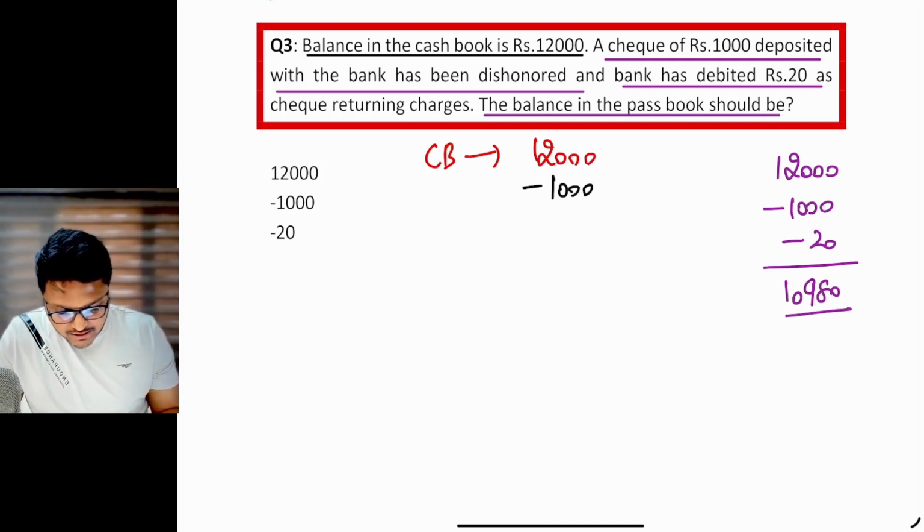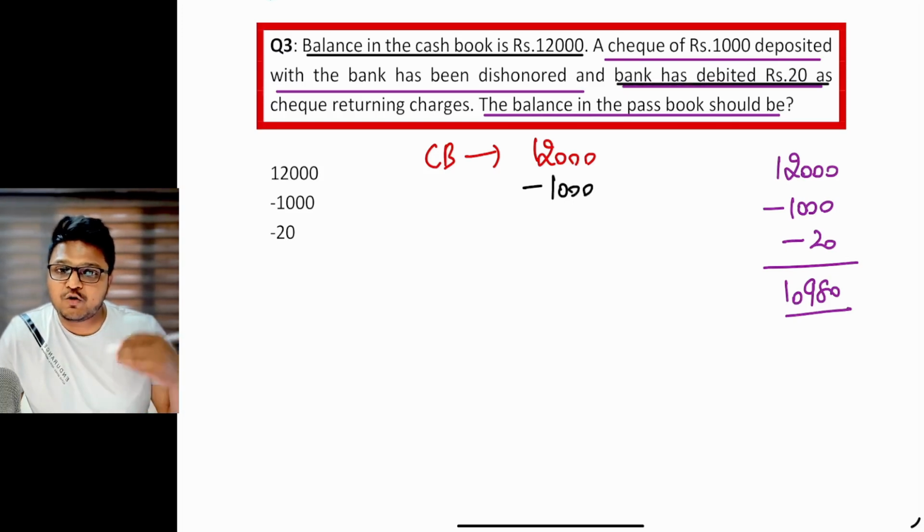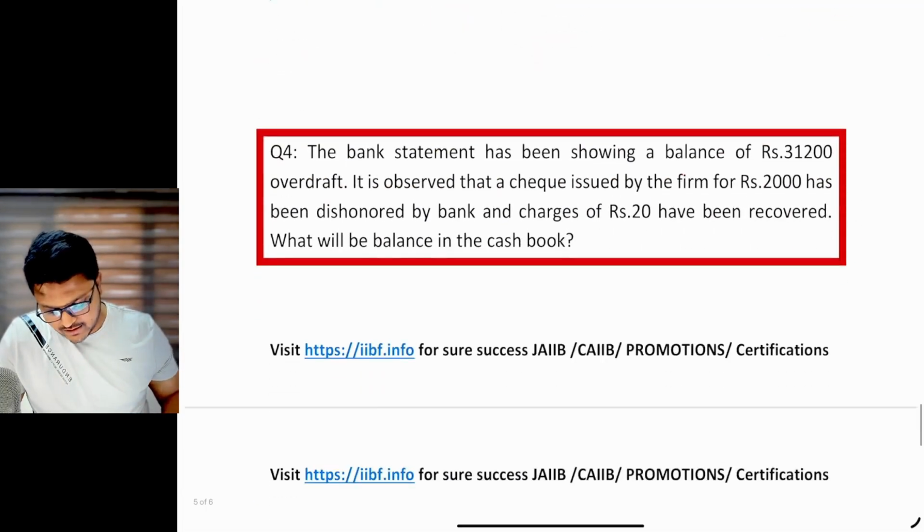So minus 1,000. Now the bank has debited the amount of rupees 20. It means a direct debit. The passbook must have a lower balance, so the passbook balance is lower than the cash book balance, right? So what will we be doing? We'll be subtracting it from the cash book balance itself, so it will be minus 20, right? So this is how it is working. Now let's solve another question based upon it.